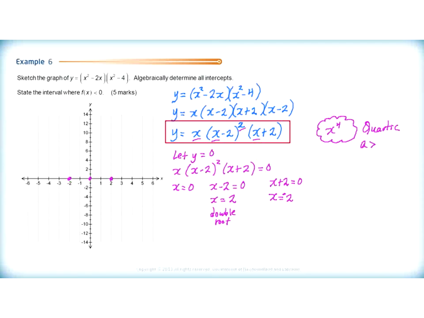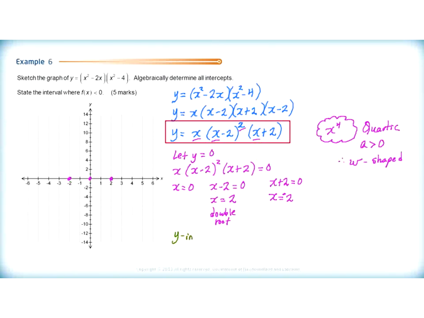Because the leading coefficient is greater than 0, we know that the graph is going to be in the shape of a W. The graph will extend up into quadrant 1, and it will extend up into quadrant 2 as well. We also need to look for the y-intercept here.